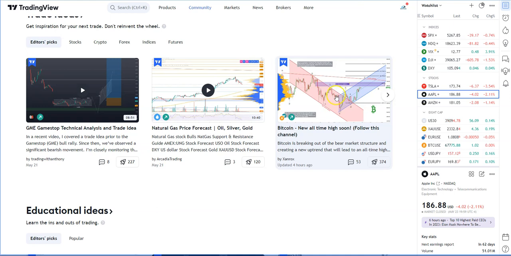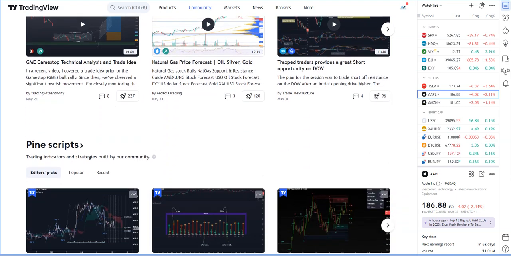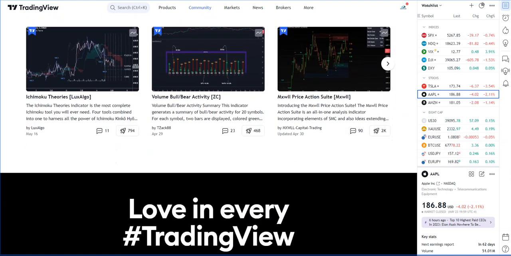Our charts are marked up like this in the back office. This is really cool because there's somebody that really knows how to trade. These are the editor's picks right here. These are people that really know what they're talking about. And then you get to other people, educational ideas, the editor's picks again. These are the people that are more known around the world. Here go videos, scripts, how to make the scripts.